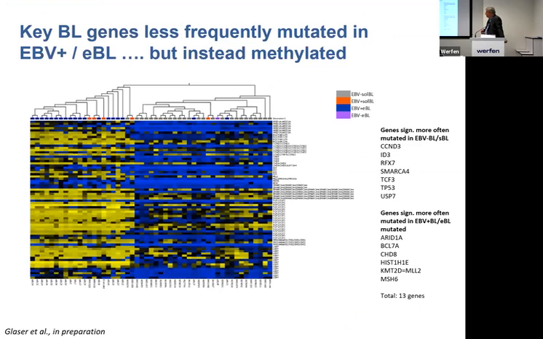I would like to stay with Burkitt once briefly, because if you look into the literature, you will see that ID3 mutations are common in sporadic Burkitt lymphomas, EBV negative, that's what we showed. But they seem to be much rarer in endemic Burkitt lymphomas. And another list of genes, I would say typical Burkitt genes, are not mutated so frequently in EBV positive Burkitt lymphomas.